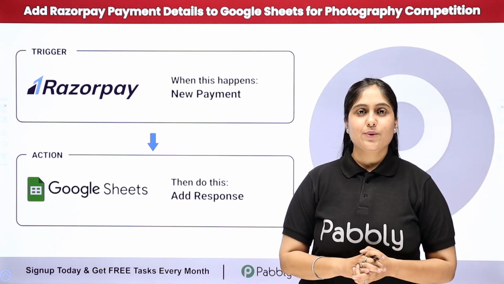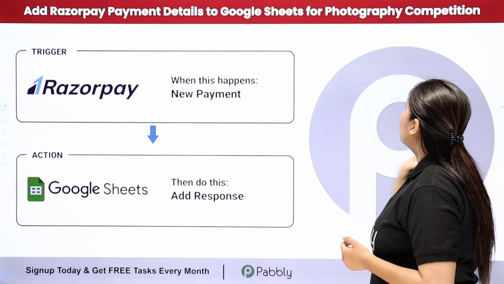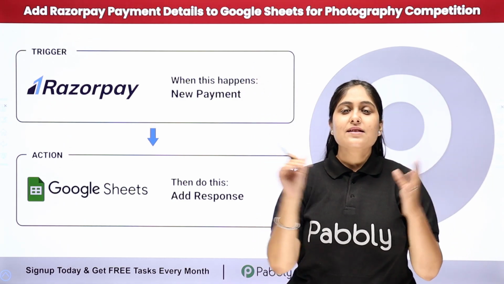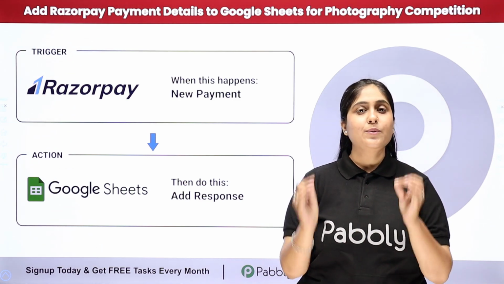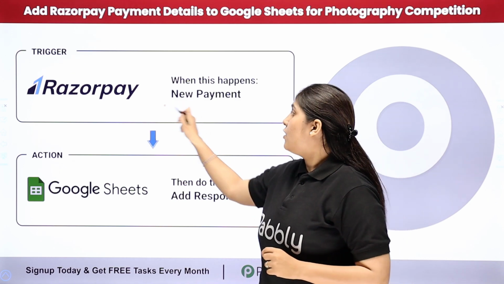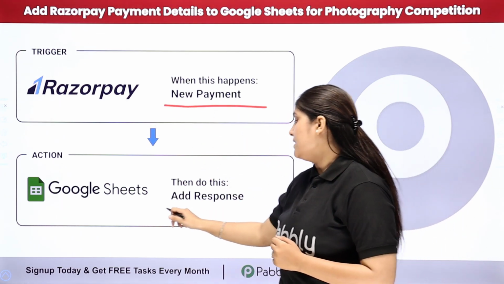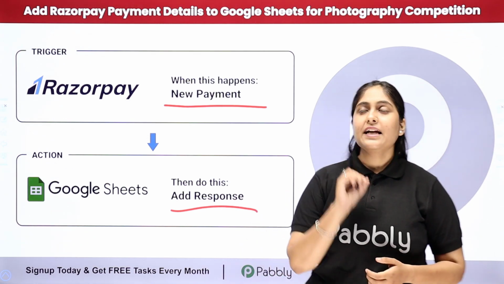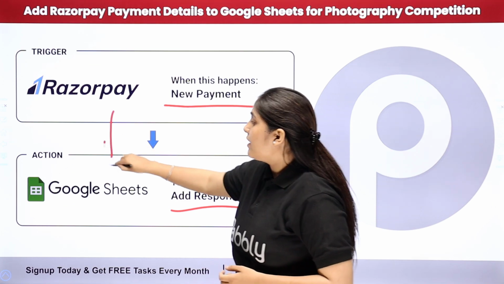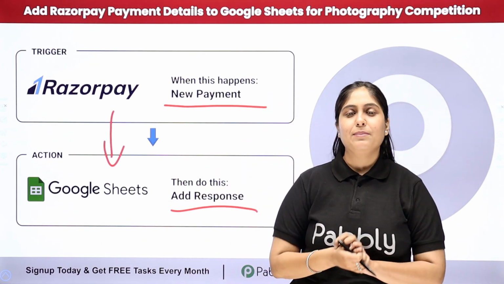In this video, we are going to understand how to add Razorpay payment details to Google Sheets for a photography competition. As a competition organizer, my objective is that whenever I receive a new payment through my Razorpay, all the payment details should automatically be added over here in my Google Sheets as a new row. To automate the entire process, I need to connect my Razorpay account with my Google Sheets account using an automation software named Pabbly Connect.